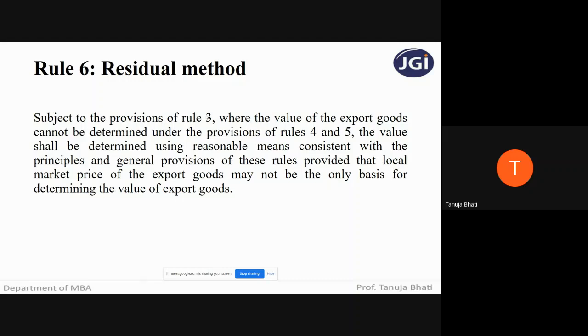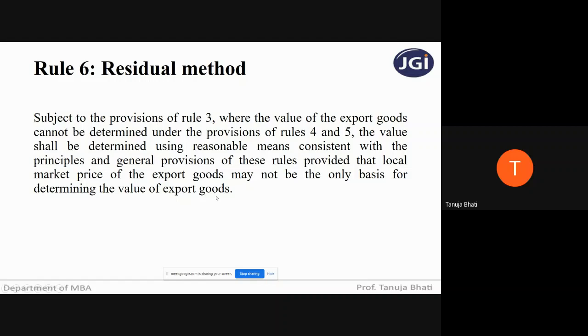Now, subject to the provisions of Rule 3, where the value of export goods cannot be determined under the provisions of Rule 4 and 5, the value shall be determined using reasonable means consistent with the principles and general provisions of these rules, provided that the local market price of export goods may not be the only basis for determining the value of export goods.